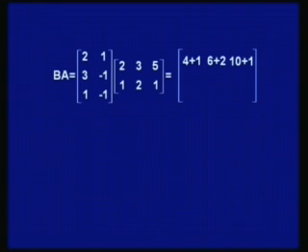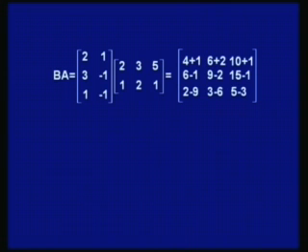Similarly, the second row multiplied by the first column, second row multiplied by the second column, second row multiplied by the third column, and the third row is obtained by multiplying the third row of this matrix by the first column, third row by the second column, third row by the third column, and we have a 3 by 3 matrix. That is clear from the order of B and A matrices. So, BA is a 3 by 3 matrix.